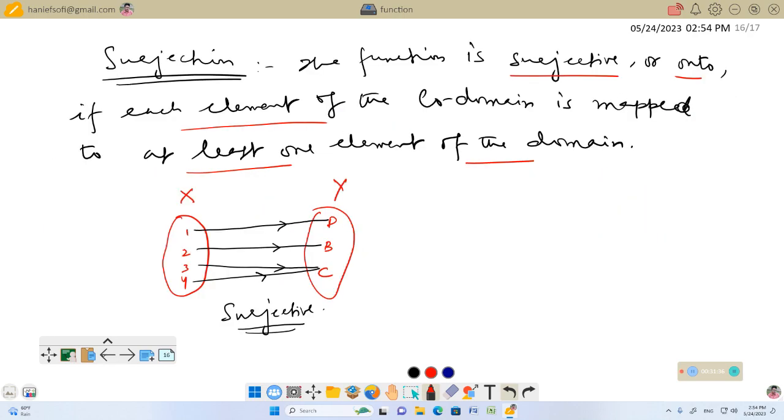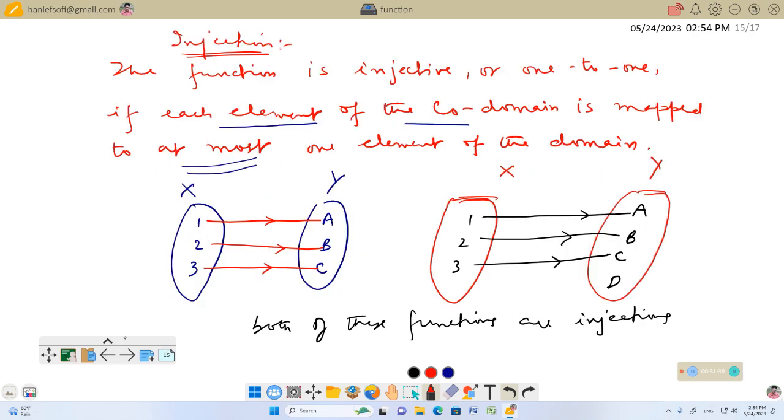So let me show you that example. If you see this example, this is injection, right? This is surjection also, this particular thing. This is injection as well as surjection. So this function is surjective also. So it is injective, it is surjective also. Therefore, it is bijective. That is, it is bijection.